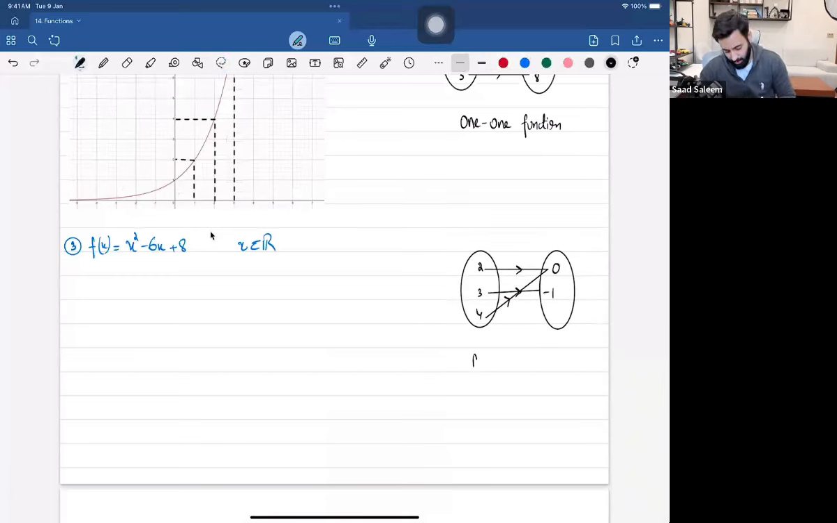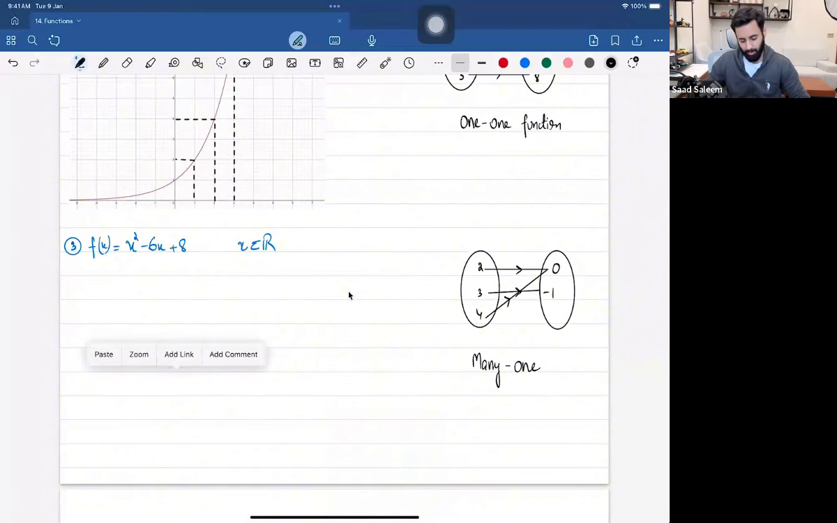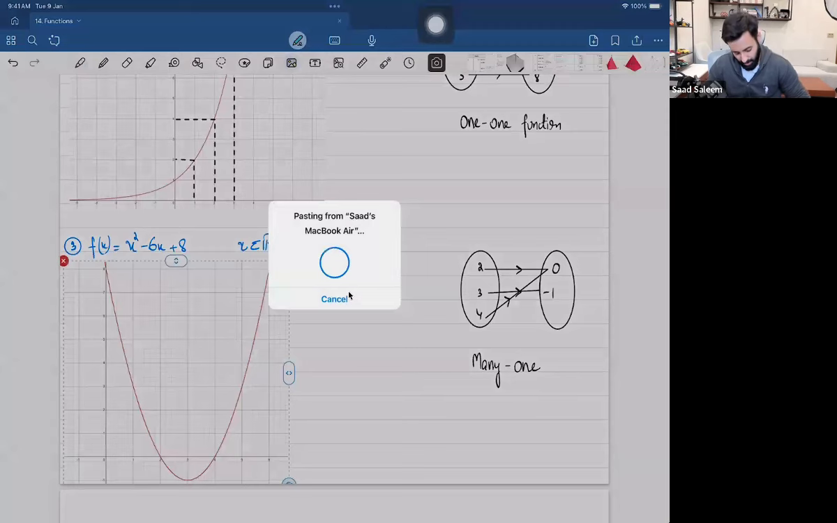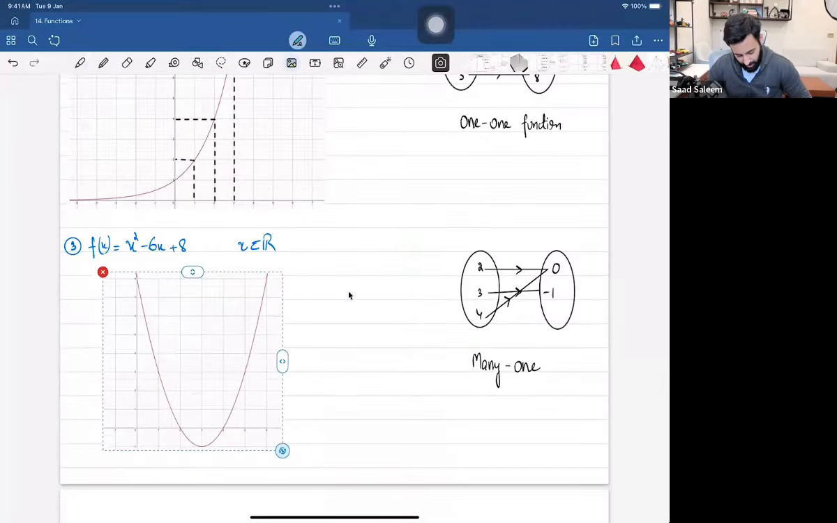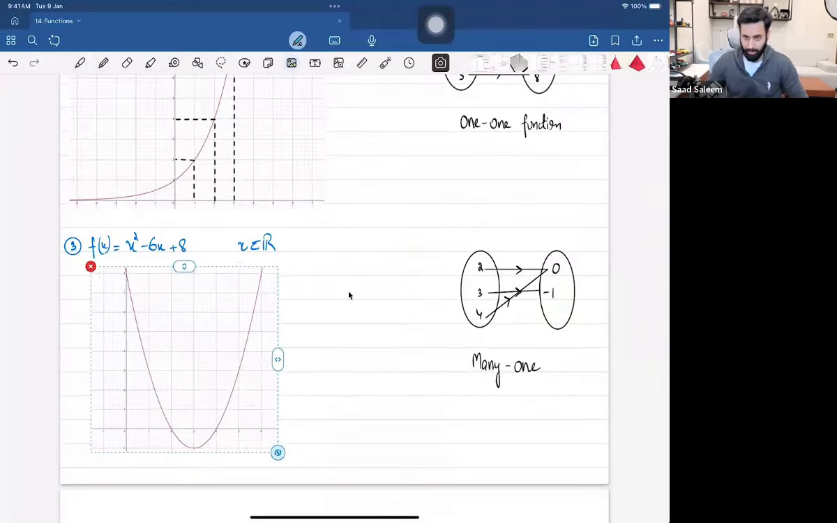And this is called a many-to-one function, and we can see why, because there are many. Many doesn't necessarily mean a lot. Many basically means more than one. If it's not singular, if it's plural, that means it's many. So this is an example of a many-to-one function.